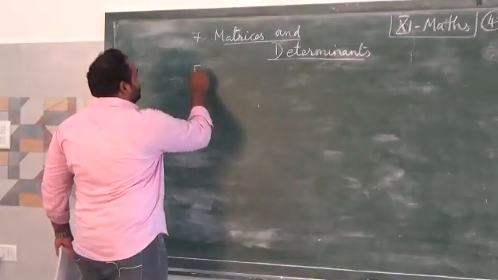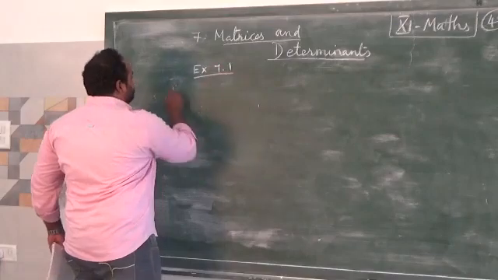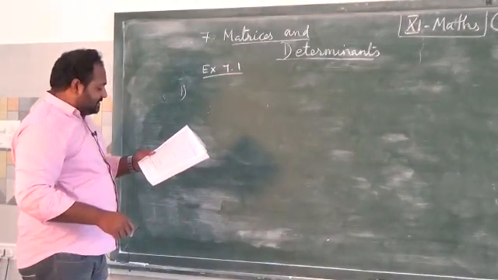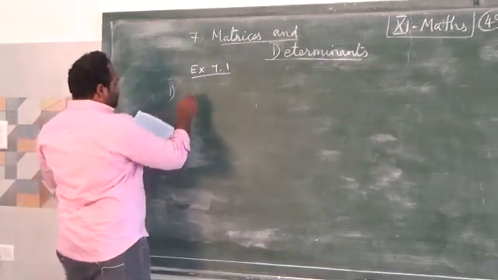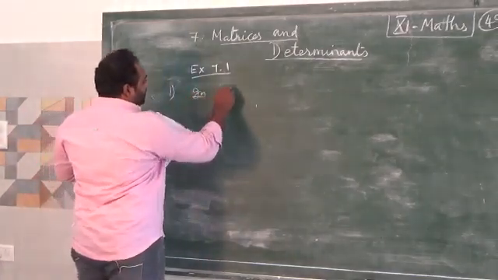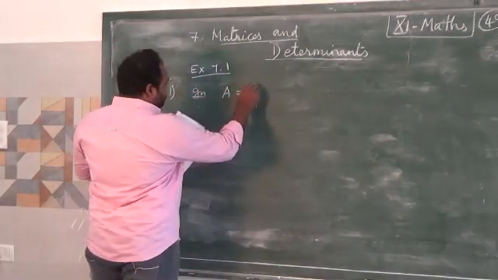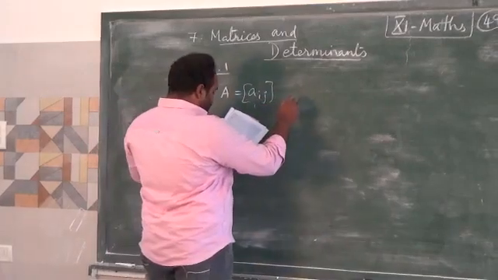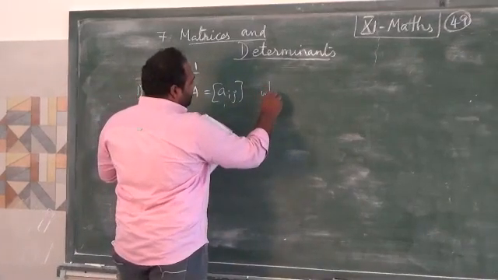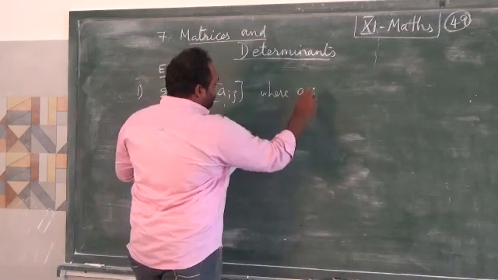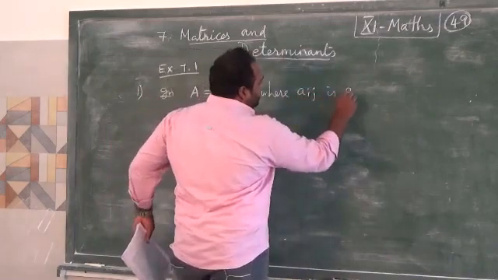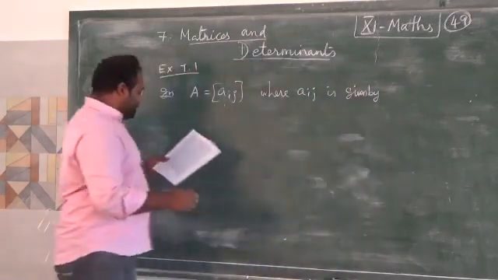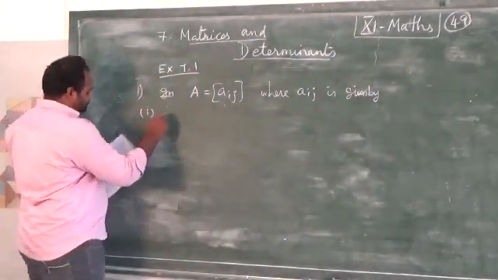Exercise 7.1, first problem. Here we are given: construct an m cross n matrix A is equal to [Aij], this general form, where Aij is given by, first subdivision.